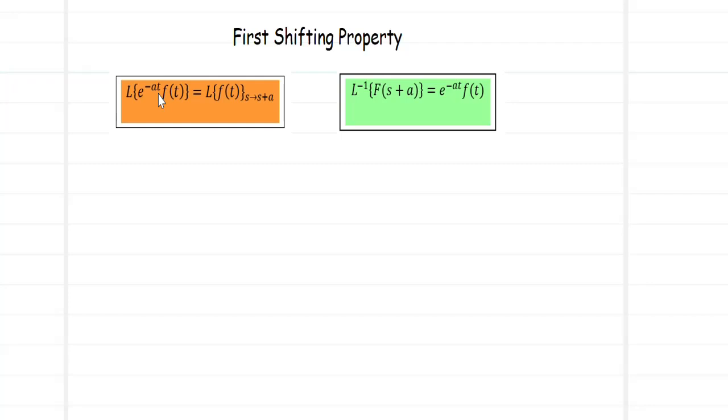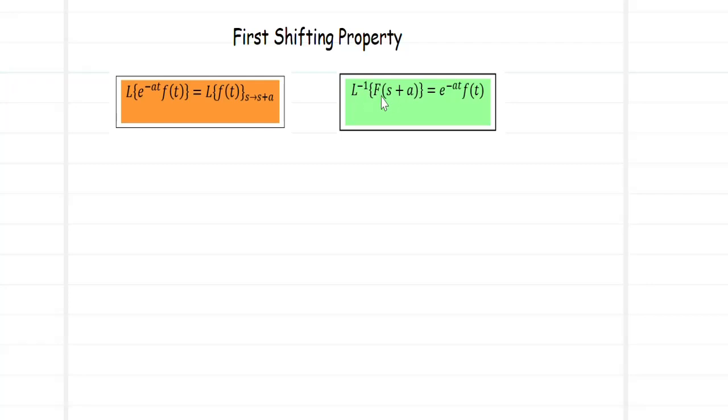Laplace of e power minus at into f of t is nothing but Laplace of f of t, where the variable s is replaced with s plus a. So whenever we have an exponential function as a product with any other function, the exponential function shifts all your s to s plus a in the Laplace formula. What will be the inverse of it?